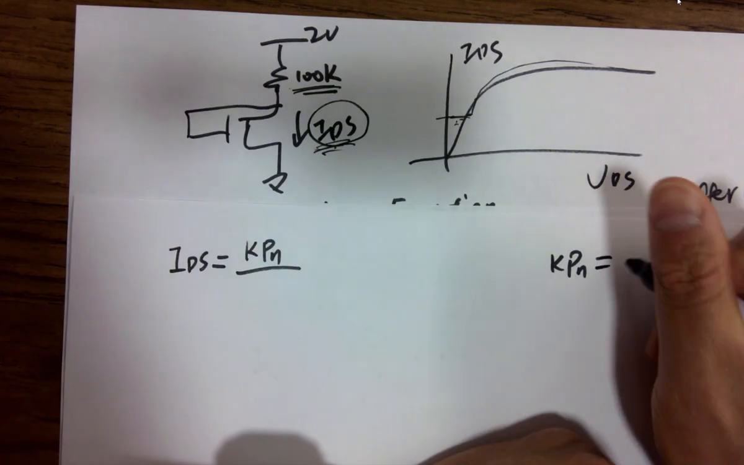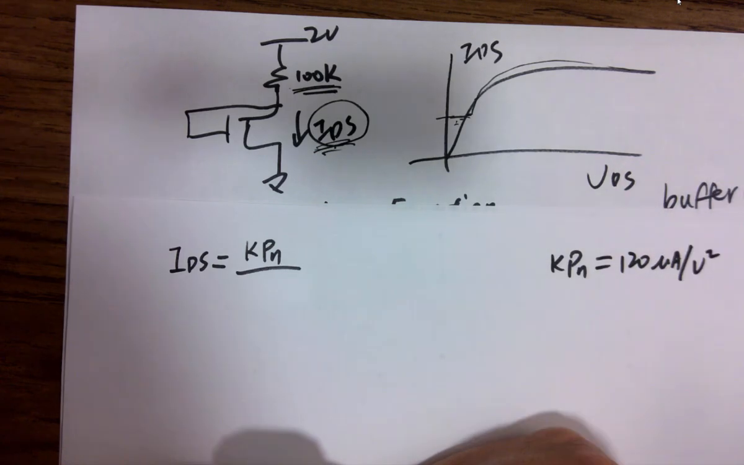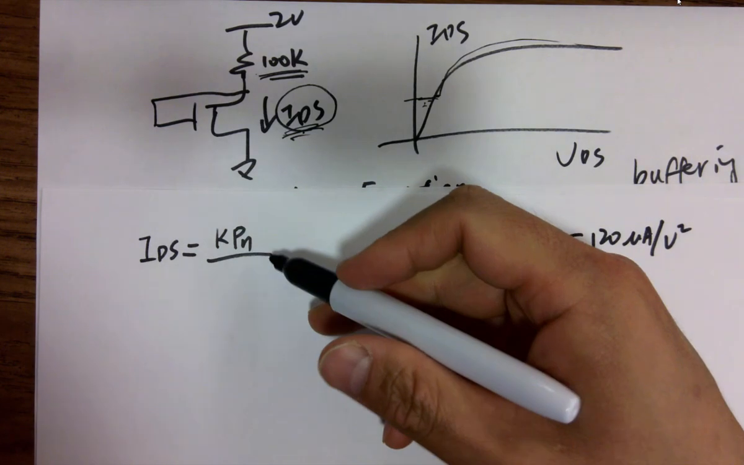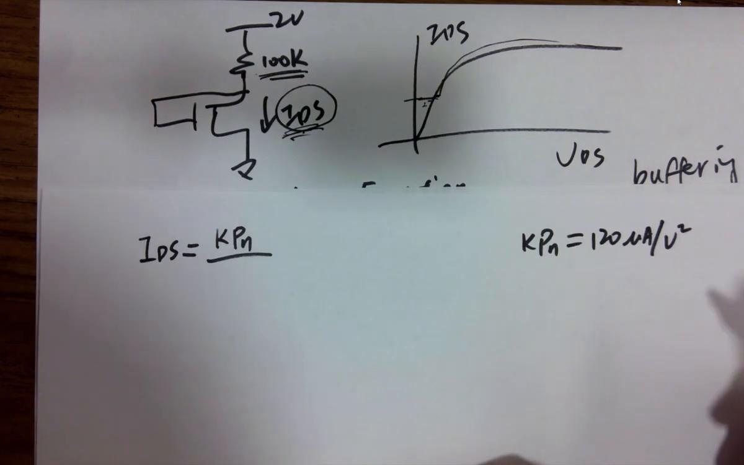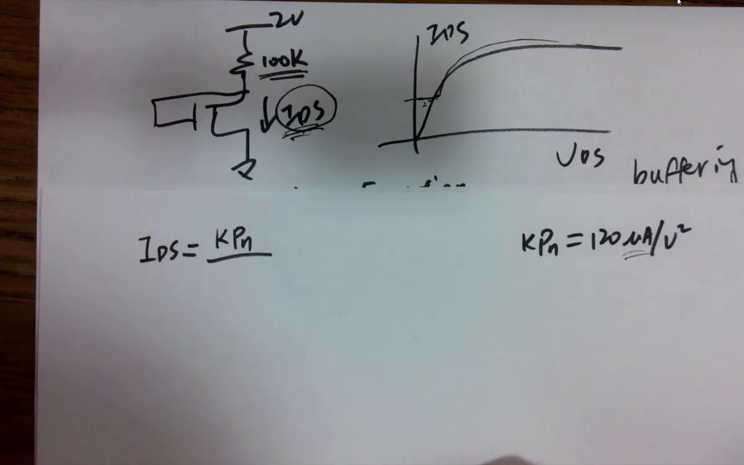So KPN is 120 microamps per V squared. That's a weird unit, right? But that makes sense if you plug it in later. Because the voltage is getting squared, this will eventually be canceled, and the dimensions dividing each other also cancel, so it only leaves you the current. So that's IDS.